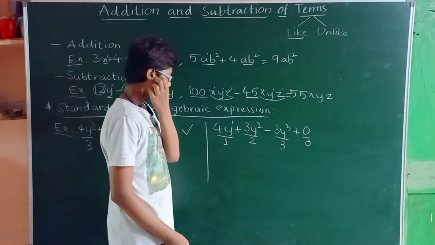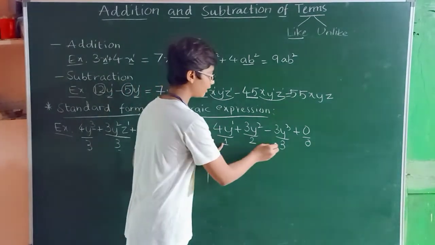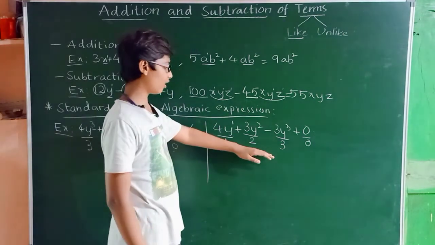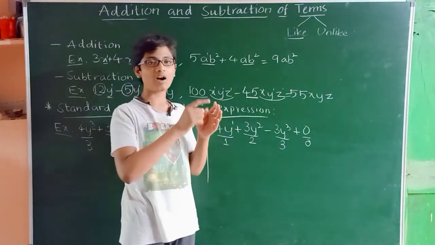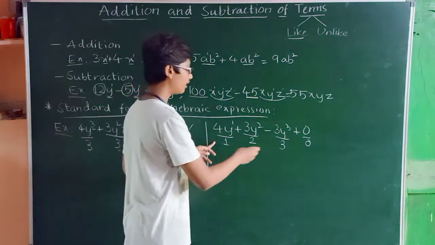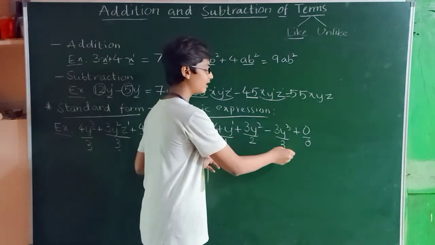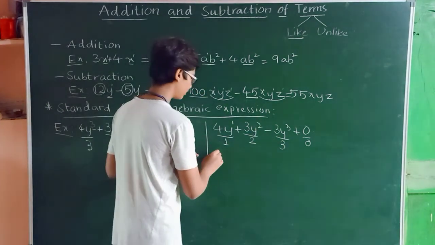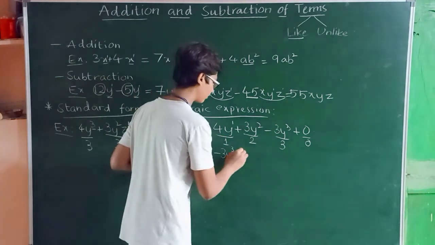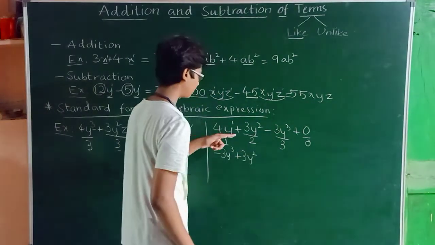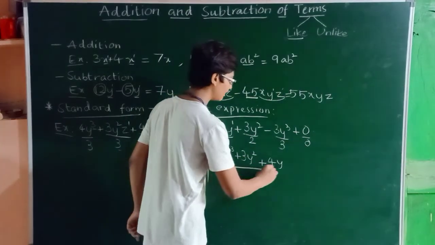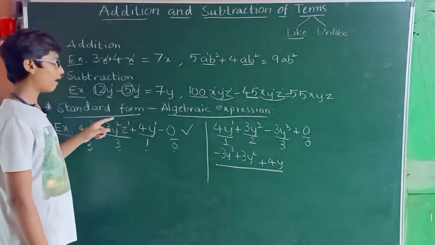Now when we see the order, it is in increasing order, but it's wrong. In the standard form, the degrees should be in the decreasing order. So first of all, let's keep the term with the highest degree first. So minus 3y cube, then after plus 3y square plus 4y, and plus 0, no need to write. So this will be the standard form of this algebraic expression.